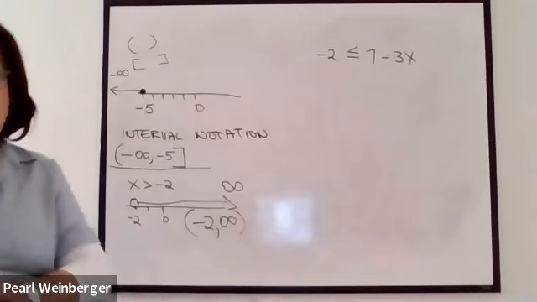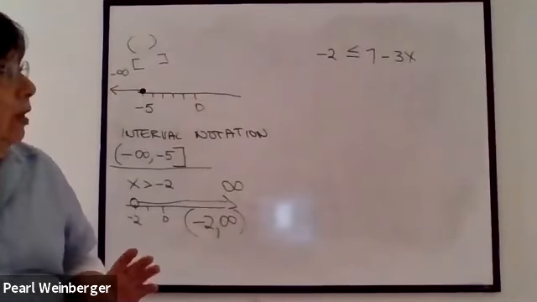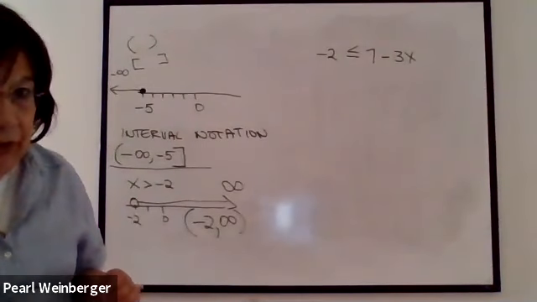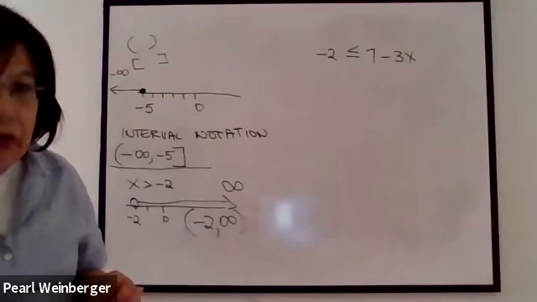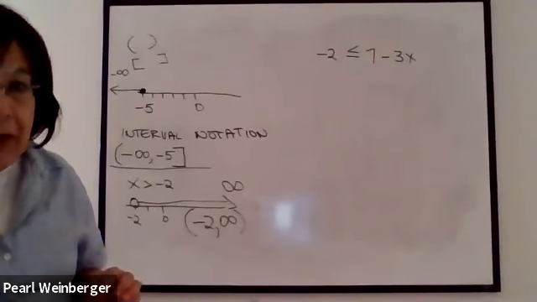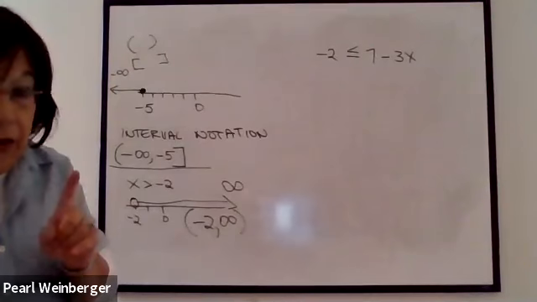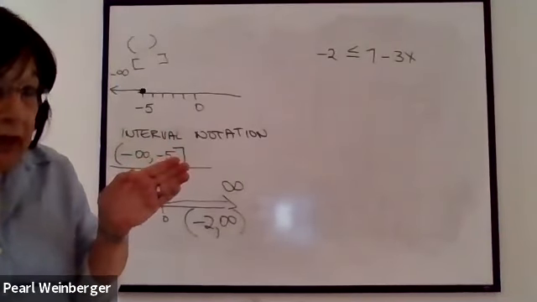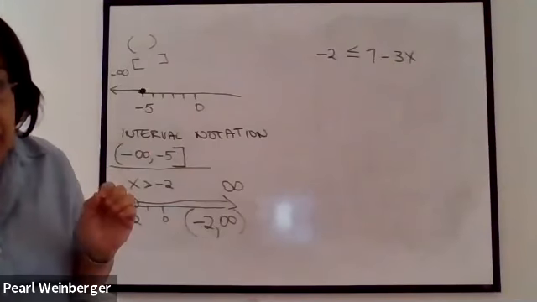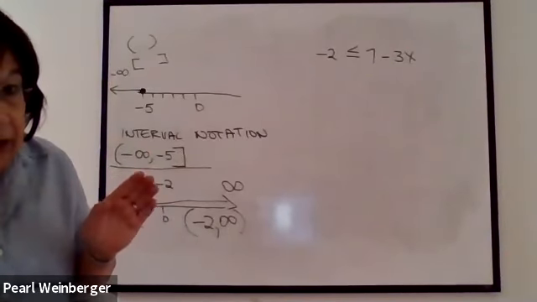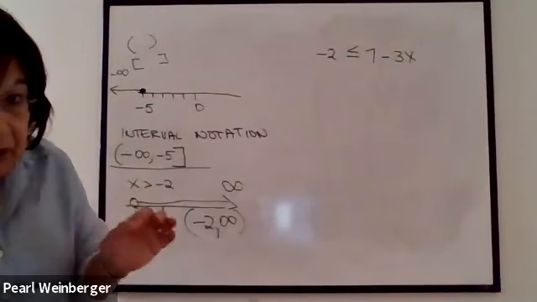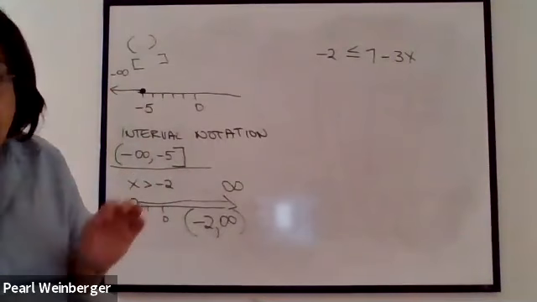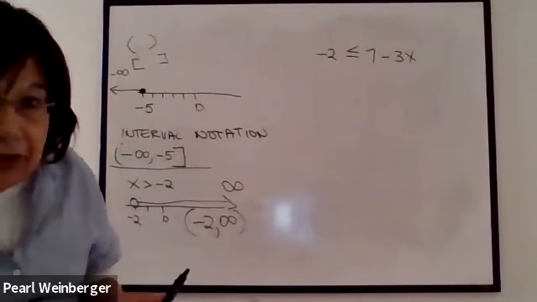Okay, yes, Adina, let me answer your question. When you have a less than or equal to or a greater than or equal to, yes, you have to use a bracket instead of a parentheses at the number. At the infinity sign, you always put a parentheses, but where you have a filled in circle, you have to use a bracket, not a parentheses. Does that answer your question?